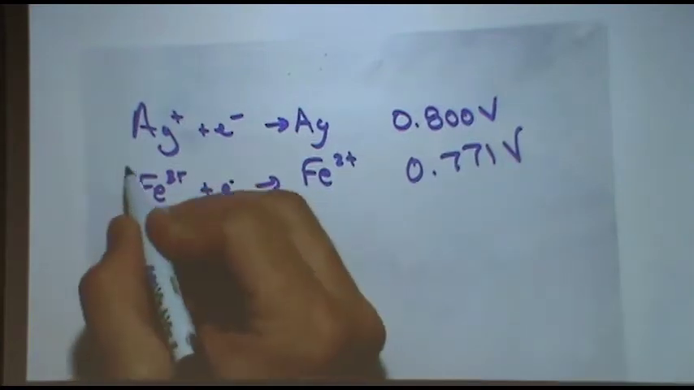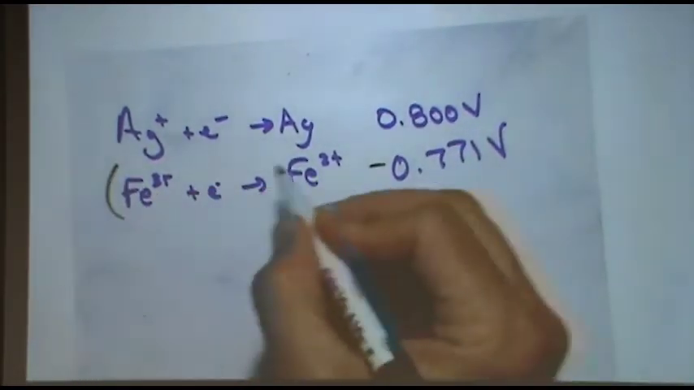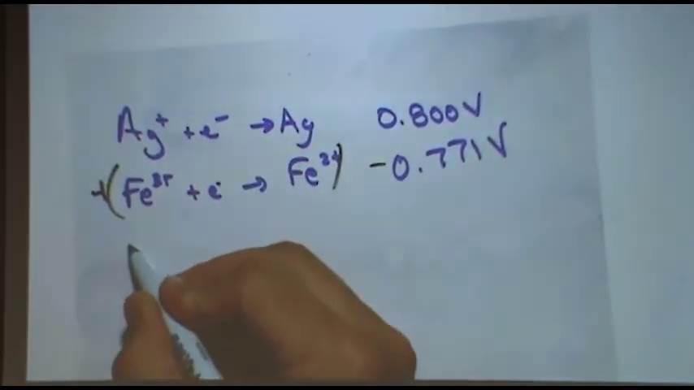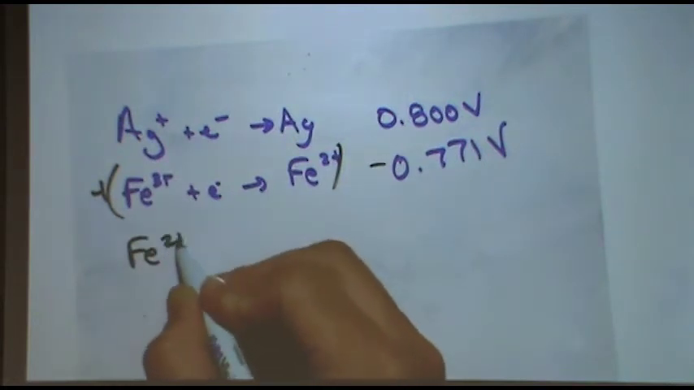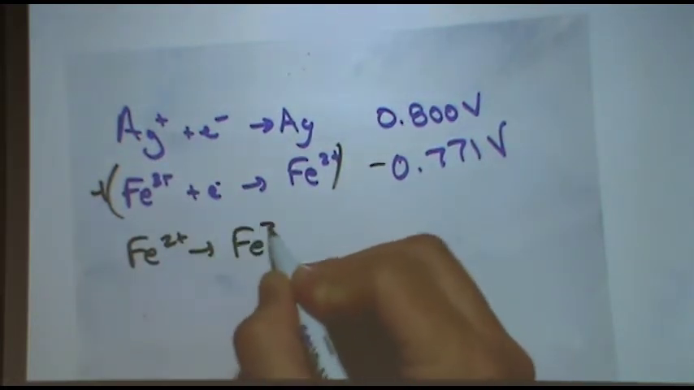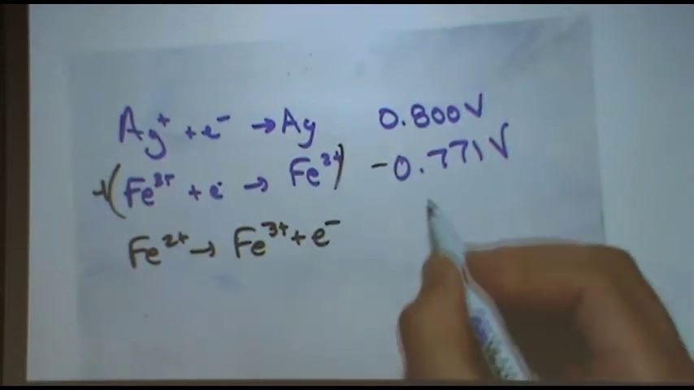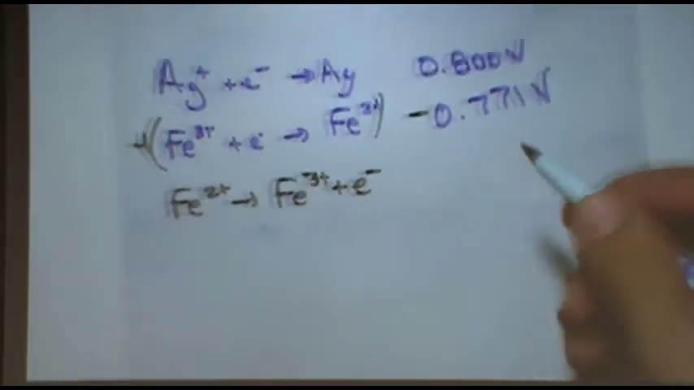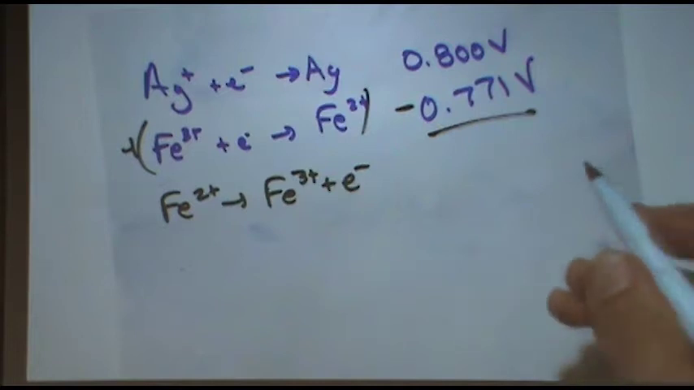So, flip the one that's smaller. So we're going to flip this one. I'll rewrite it. Fe2+ goes to Fe3+ and an electron. And so now I have a negative. And that will sum up for a positive.